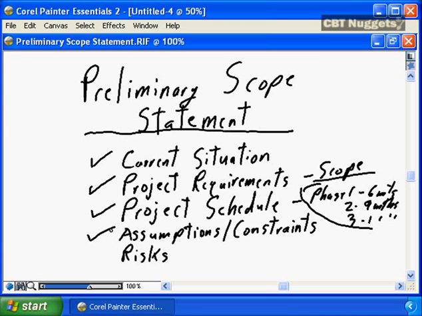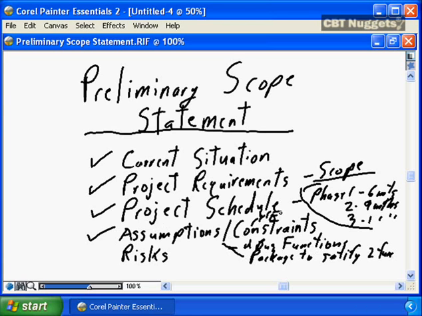Critical at this point is to document the assumptions and constraints. Here are the assumptions that I've made. This system is going to be based on these 4 business functions. Here's the assumption that I've made. There will be a package to satisfy 2 functions, etc. Here are the constraints. This system must be in place before year end. You're starting to define the specific assumptions that you've done in preparing your preliminary scope. You're starting to define specific constraints that the business have in place for the project to be successful.